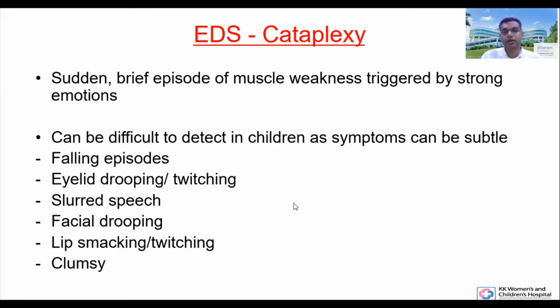As you know, REM sleep causes skeletal muscle hypotonia.